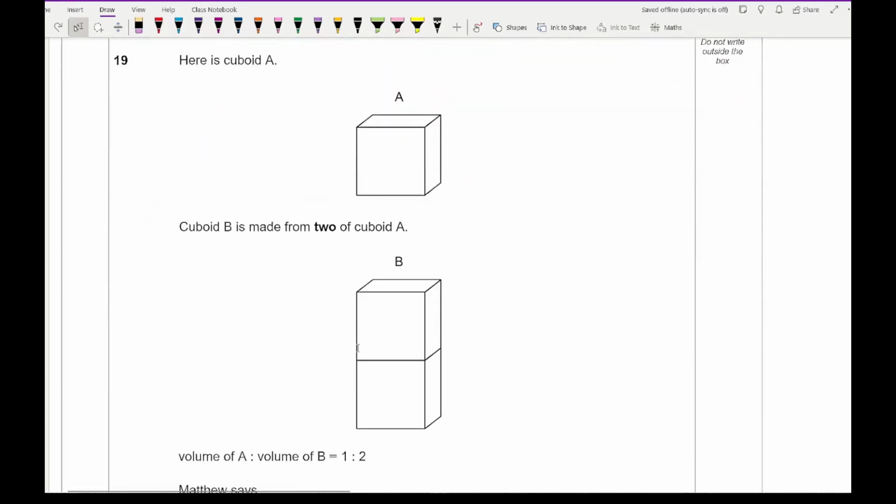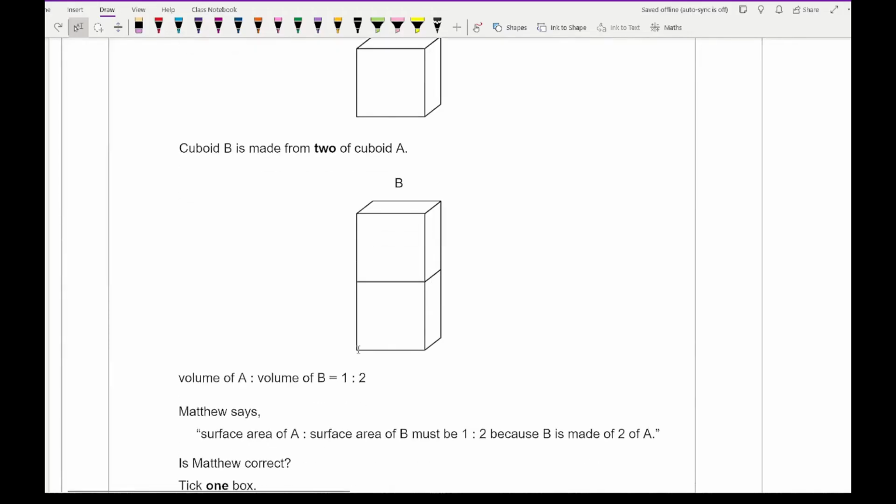Moving on to question 19, it says here is a cuboid A. Cuboid B is made up of 2 lots of cuboid A. Volume A to volume B is in the ratio of 1 to 2. Matthew says that the surface area of A to the surface area of B must also be 1 to 2 because B is made up of 2 lots of A.